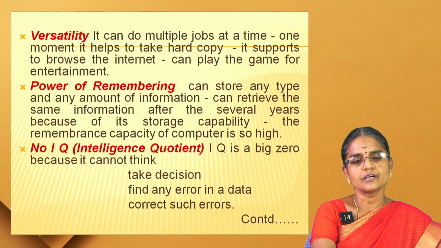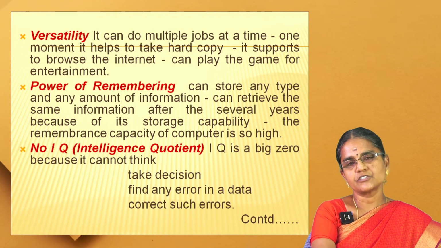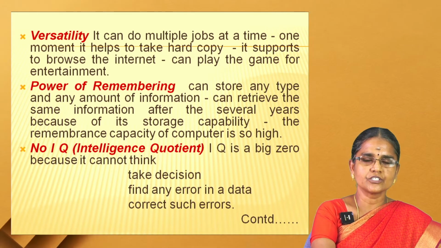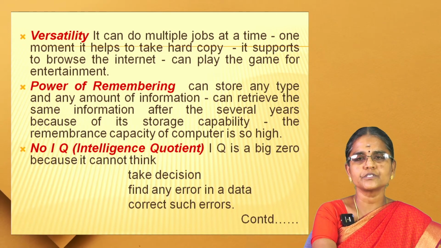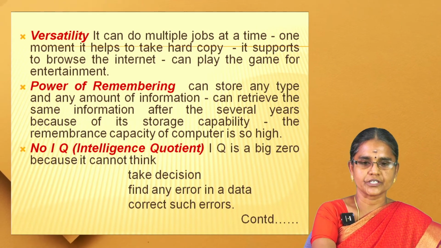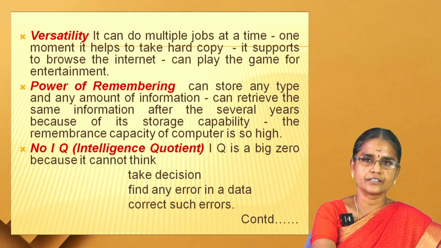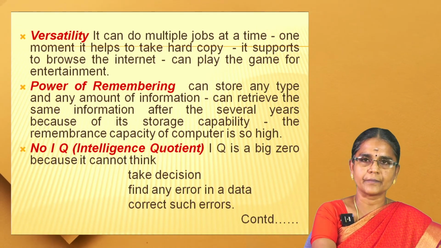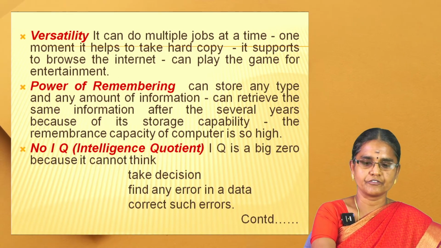Next one is no IQ, that is intelligent quotient. It is a very big drawback of this device. It has no intelligent quotient, based on instructions, based on the program only it performs. So, it can't take decisions, it can't find any error in data and correct such error. The rectification process also, we should give some command, based on that only it rectifies, it can't rectify all alone.